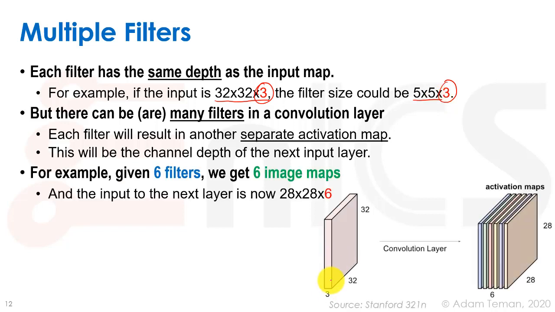We have our 32 by 32 by 3 input, and we have, again, a filter of 5 by 5 by 3. Each filter we make will create one of these two-dimensional outputs, but we can take 6 of these, and then we'll get 6 output feature maps. Then when we go into the next layer, our input depth will be 6. Given 6 filters, we get 6 feature maps, and the input to the next layer is now going to be 28 by 28 by 6.